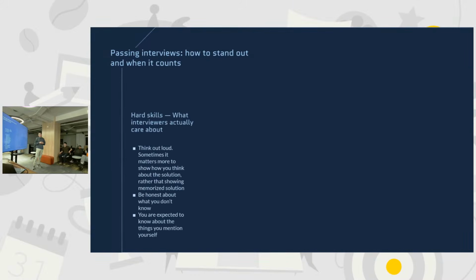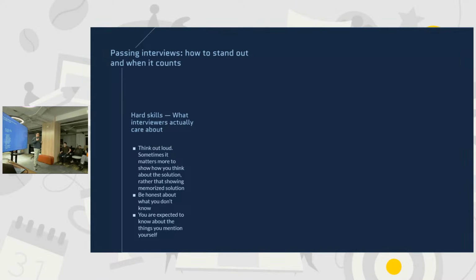First, about hard skills. The first point that I have here is think out loud. I cannot stress enough the importance of this point, because I see so many situations when, for example, I ask a question. It might be a complicated question. You might not know the answer to it, and that especially applies to a live coding part. If you know the answer, that may be fine. But if you don't know it and you're thinking about the solution, do not sit in silence.